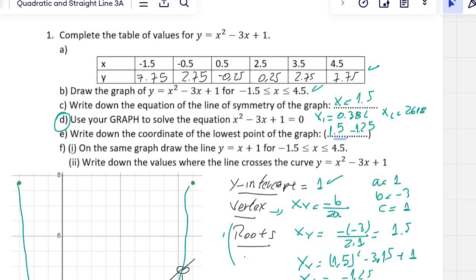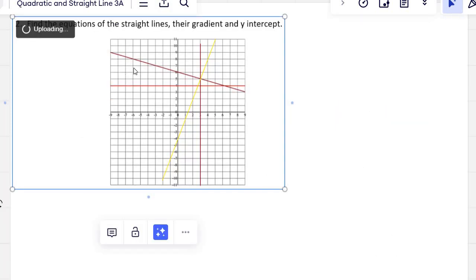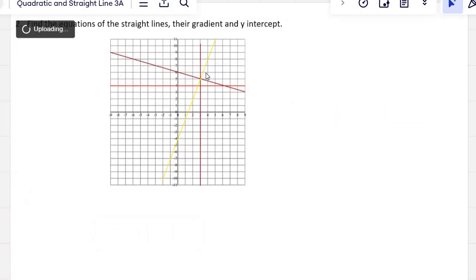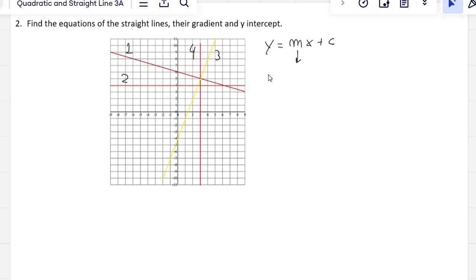Now the second part. Now we have this exercise. In this case there are 4 straight lines. Let's say this is number 1, this is number 2, this is number 3, and this is number 4. How do you find the equation of a straight line? An equation of a straight line is y equals the gradient times x plus the y-intercept. So first you have to determine the gradient.